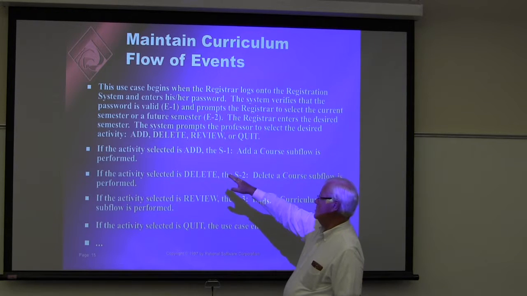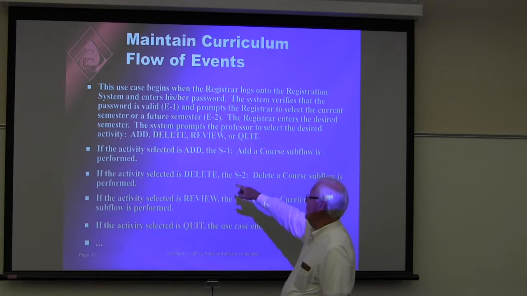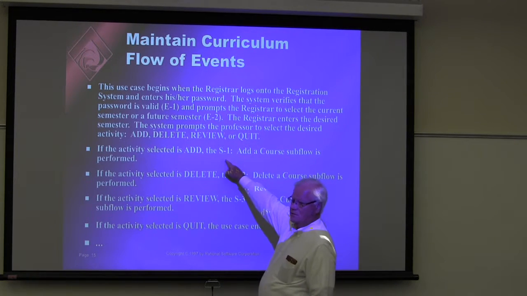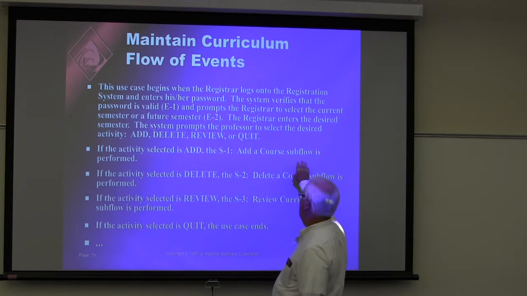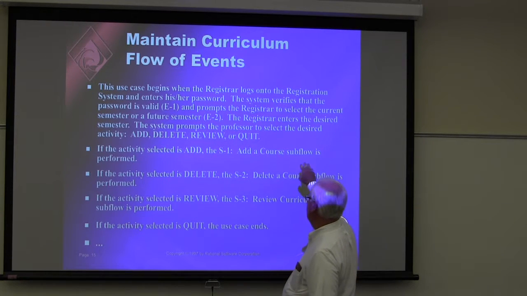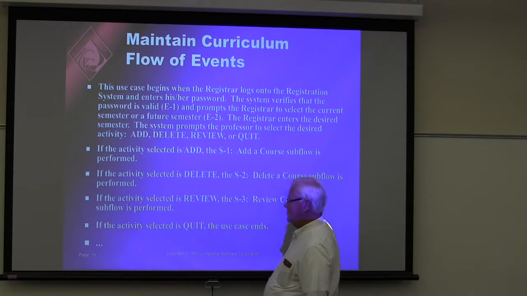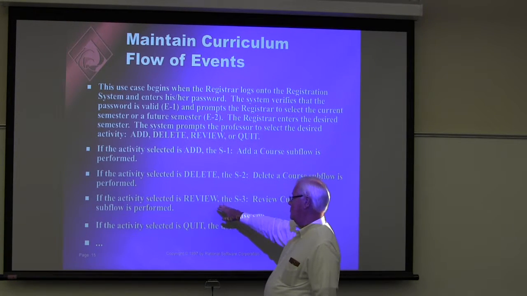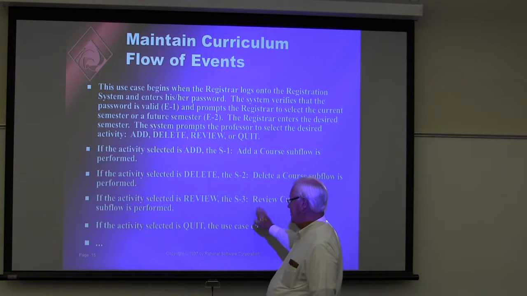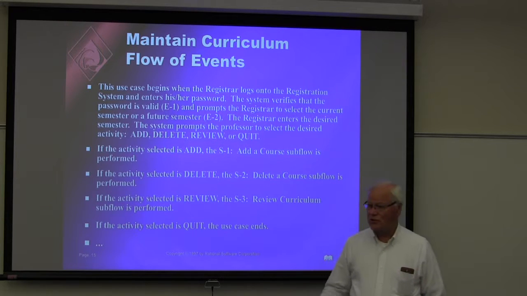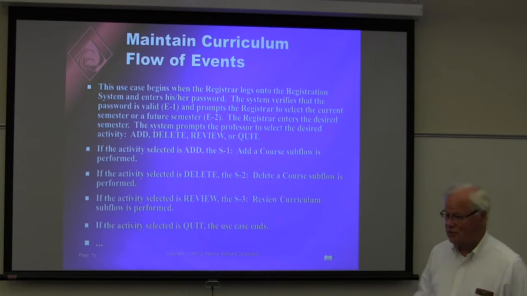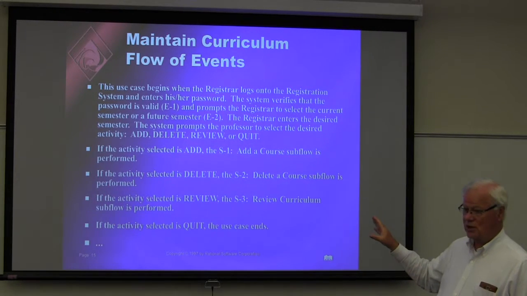So if the activity is selected as add, then we have a subcase, S1, for adding a course, or subflow. If he wants to delete, we have S2 that goes through deletions. If he wants to review, it's S3, and so forth. And if he wants to quit, the use case ends. So there's a description for documentation of what this particular use case needs to do.